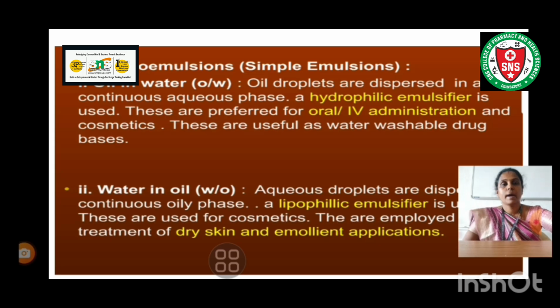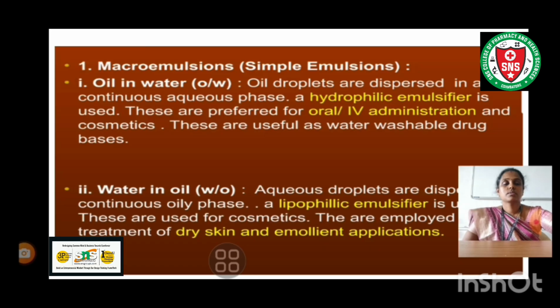If we want to know about macro emulsion, which is simple emulsion, we have two types, oil in water and water in oil. In oil in water emulsion, oil droplets are dispersed in a continuous aqueous phase, that is water. Here for emulsification we use a hydrophilic emulsifying agent, that is, one which dissolves in water. Hydro is nothing but water, so hydrophilic means it mixes with water. These are preferred for oral or IV administration and cosmetics. These are useful as water washable drug bases.